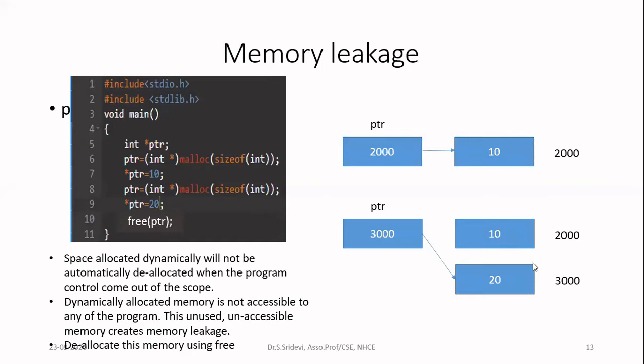You have allocated space for one variable by means of dynamic memory allocation, that is this 2000. After that, you have made that pointer point to some other variable. Then you have released the memory of this variable. You forget to release the memory of this particular memory location. But now the pointer is not pointing to this location.